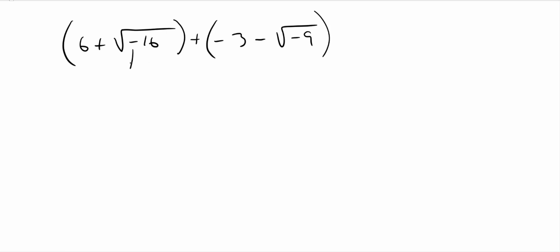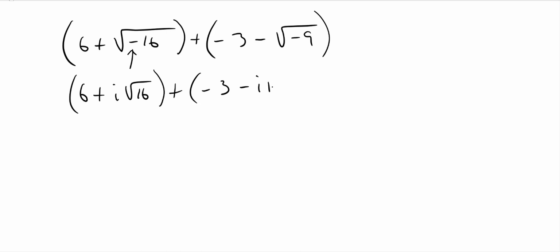Okay, the first is I'm going to take this i out. So you get 6 plus, and if I take an i out, that just gives me i root 16. And same thing with this one, minus, and take an i out, the negative, so it's i root 9. Okay, and these come out to be nice ones. I'm going to give you guys nice ones. So root 16 is 4. So you really get this: 6 plus 4i and negative 3 minus 3i.